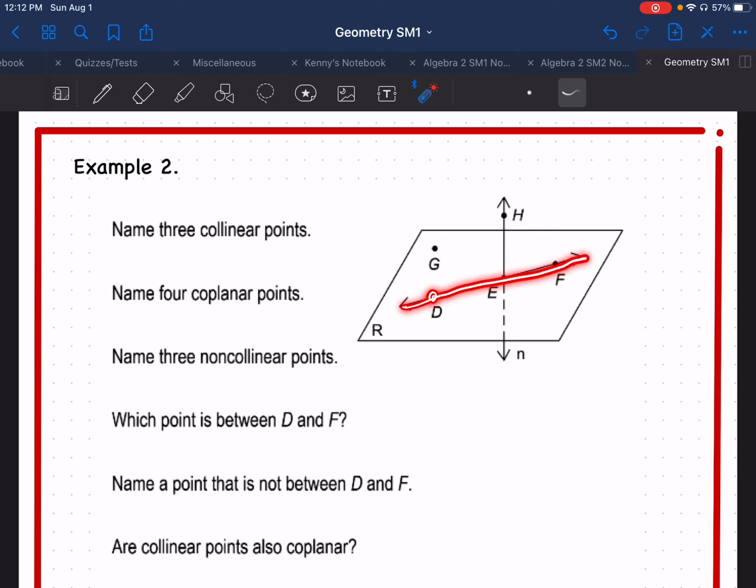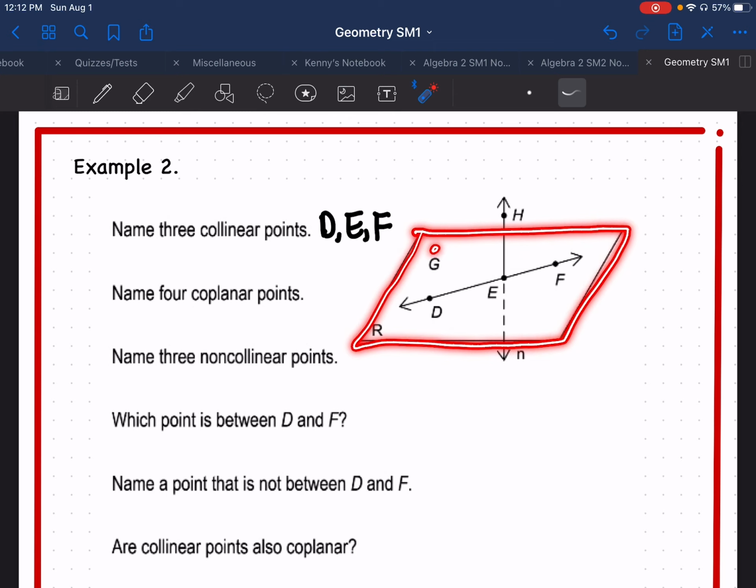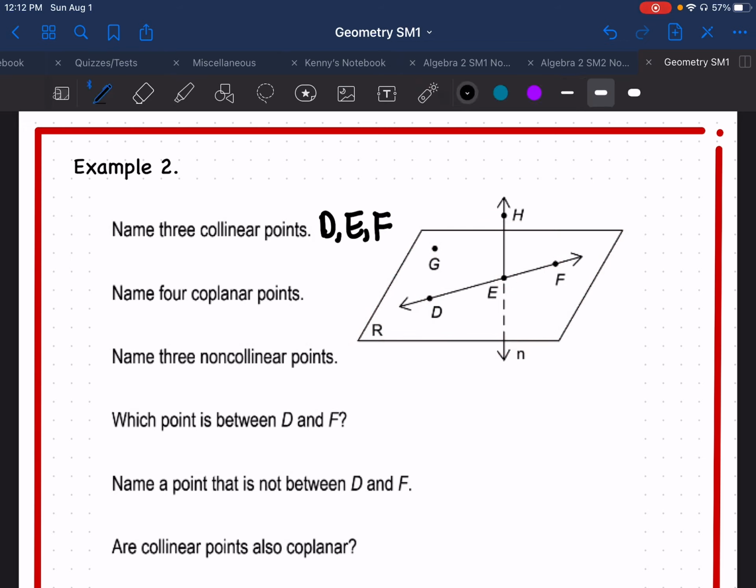There they are, D, E, F. Make sure that you are separating them with a comma. Name 4 coplanar points. Stay on your plane. Here is your plane. You want the ones with the dots, G, D, E, and F. Notice H is up above and R does not have a dot. G, D, E, and F.